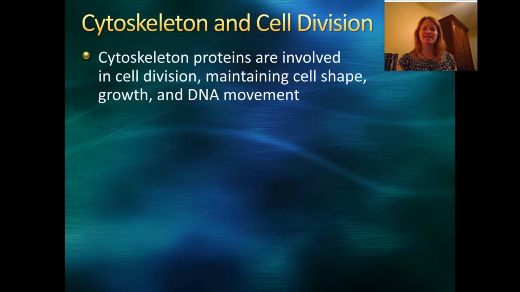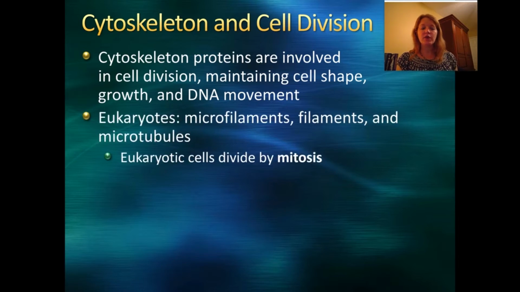Let's just end with the cytoskeleton and cell division. So cytoskeleton proteins are involved in cell division, maintaining cell shape, growth, and DNA movement. In eukaryotes, we're familiar with the microfilaments, the intermediate filaments, and the microtubules, and these are all involved in mitosis as well as meiosis. Eukaryotic cells that are not undergoing meiosis will divide by mitosis. Earlier, this was thought to be the primary role of cytoskeleton proteins because during mitosis and meiosis was when we would see them in action.